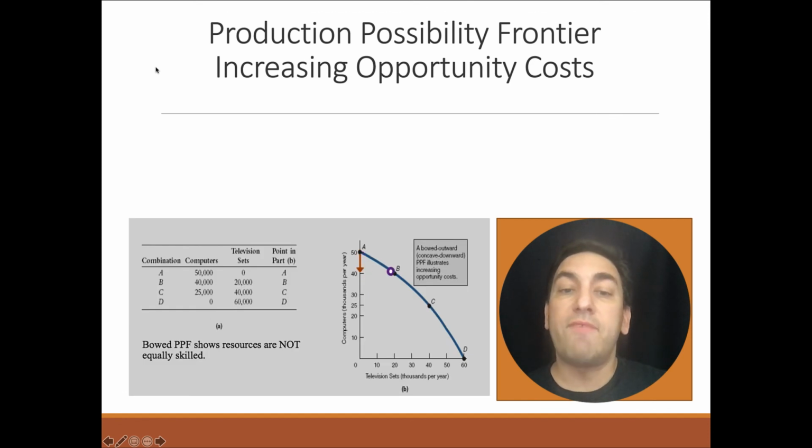When we go from 50,000 to 40,000 computers, we gain 20,000 television sets. If we look at the rise over the run, we'll notice that slope is changing because there are some people who are better at producing one item than another.